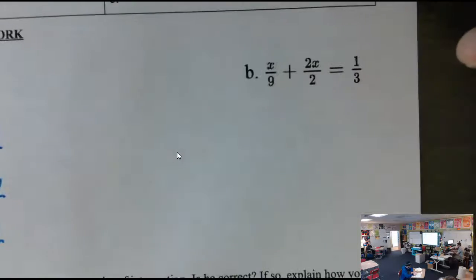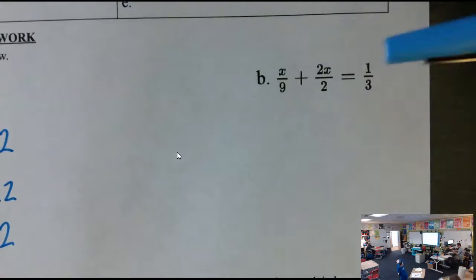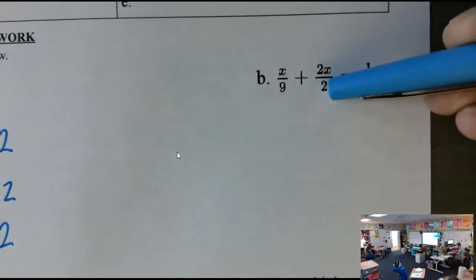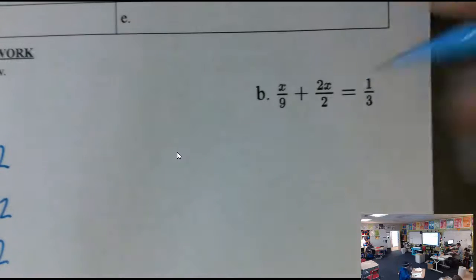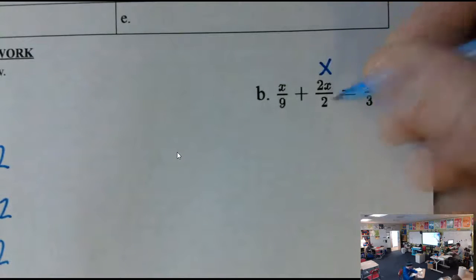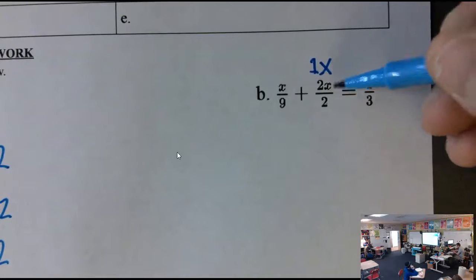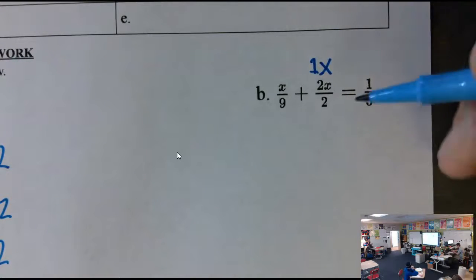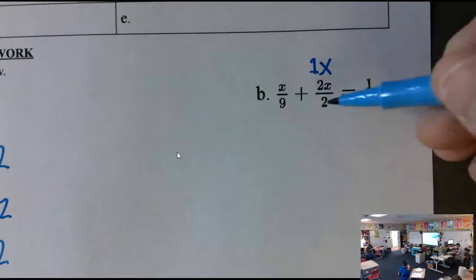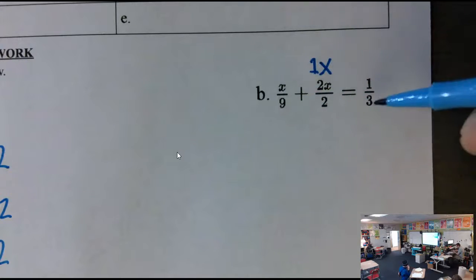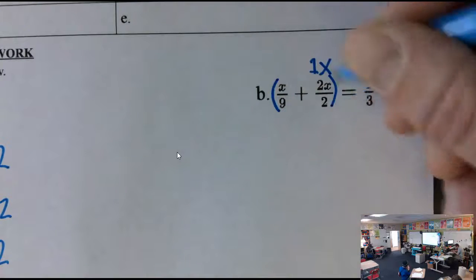B, you're going to be mad at me. Well, some of you saw this as soon as you started. What's 2x divided by 2? Huh, that's just x. So we don't really have a denominator of 2 if we realize that this simplifies down to just 1x, because 2x divided by 2. Now, if we didn't realize that, and instead we multiplied by 18, because when we think about 2, 3, and 9, 18 is a common multiple of those.